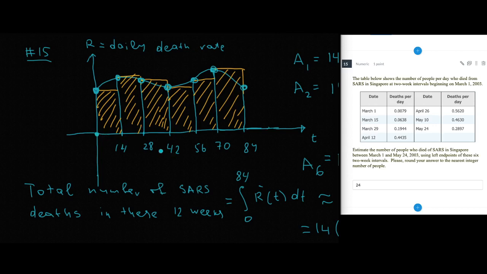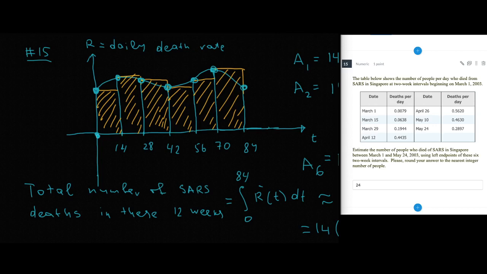The base of each of these rectangles is the same. It's an interval of length 14 days, a 2-week time interval. So all of our rectangles will have the same width of 14. Now the height of each rectangle is going to be determined by the value of the death rate function at the left endpoint of the interval.